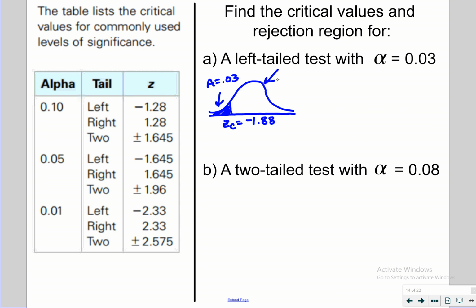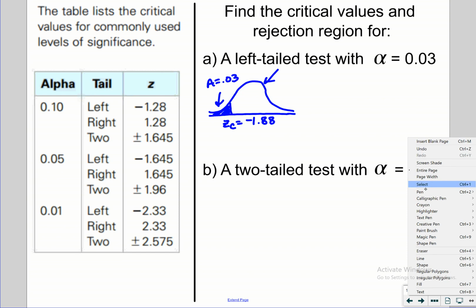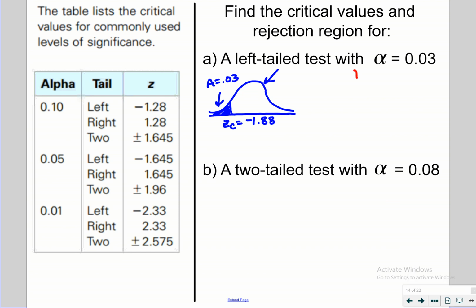Does that make sense? Then let's pretend this problem said instead of left-tailed, just so you have one of each here, it was a right-tail test. Okay, so that would mean the area to the right is 0.03. Okay, well that's not what our chart gives us. Our chart gives us area to the left. So if the area to the right is 0.03, what's the area to the left? 0.97. So that's what you're going to look up on your chart to find the critical value of z.